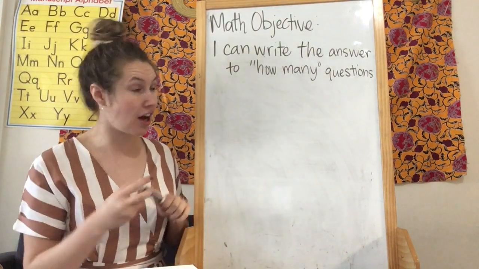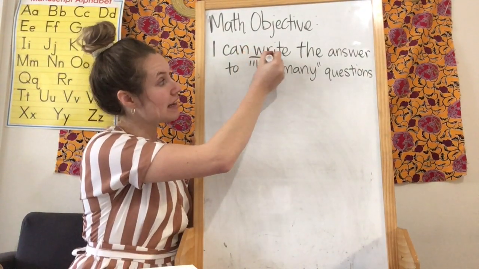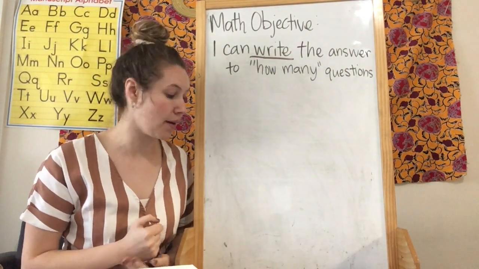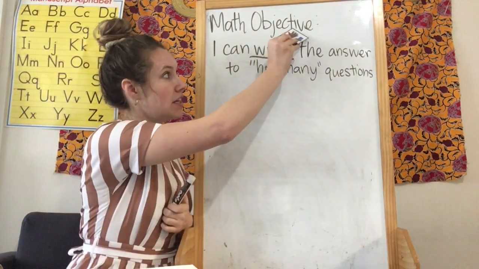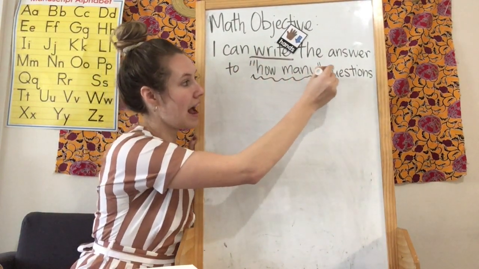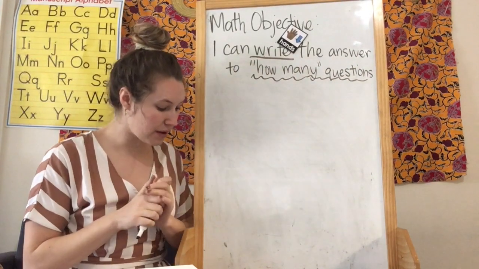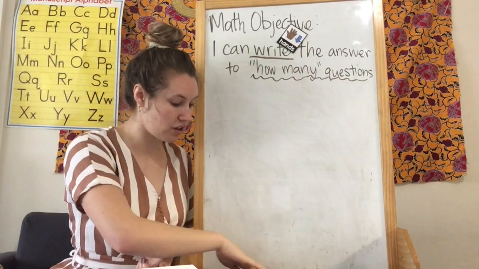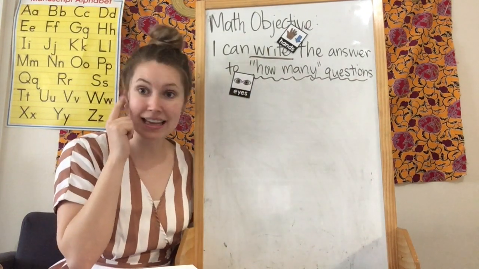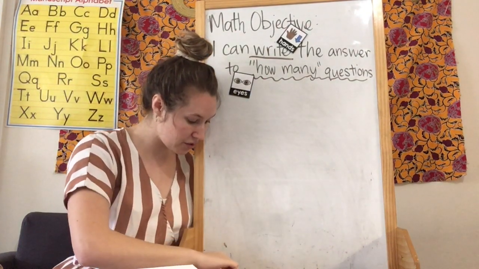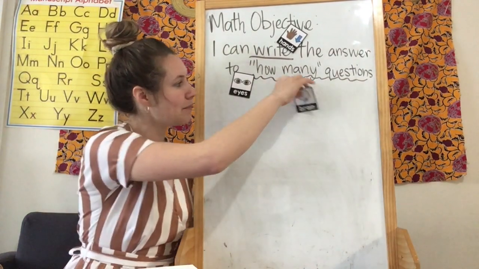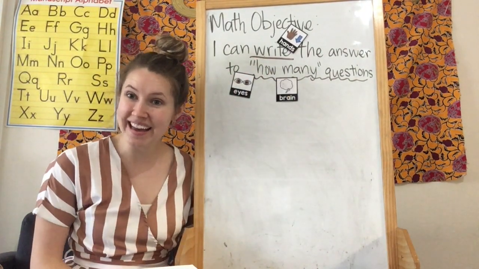Remember, our job today is to be writing the answer. We're going to be writing numbers in order to answer our questions. So that means we're definitely going to need to use our hand. We're also going to be looking at how many questions. Now, in order to answer how many questions, we definitely need to use our eyes because we're going to be needing to count, and we're going to need to use our brains to count too. So let's put up eyes and brain, and let's go ahead and get started.